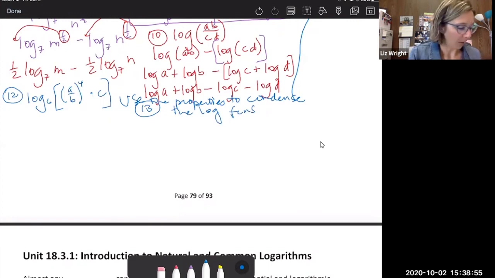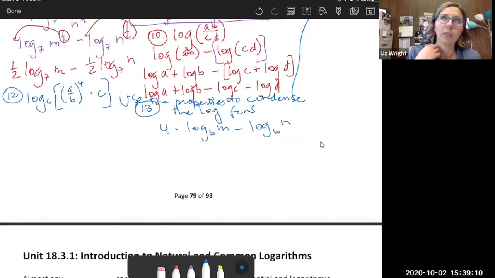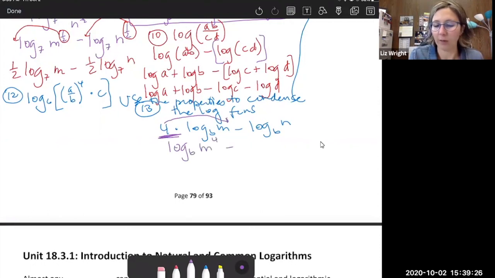All right, so for this one, we've got 4 times log base b of m minus log base b of n. So I want you to see if you can condense it using your properties. So what are we going to do with this? I'm hoping you're going to say it's going to become the exponent here, because that's exactly right. It's going to be log base b of m to the fourth minus log base b of n.